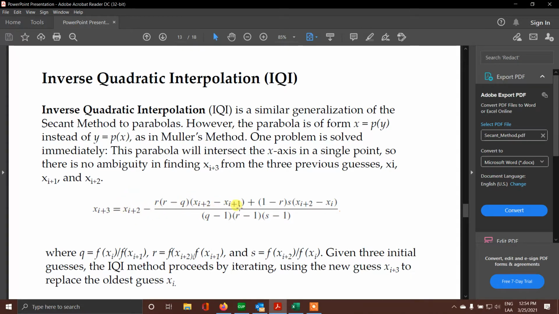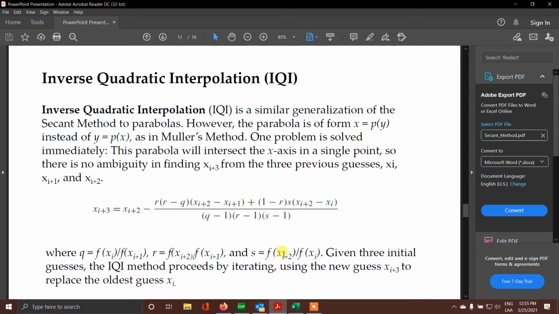With this in mind, we have R, Q and S as additional values. I didn't put the full expression here because it's going to be a humongous formula, but Q is equal to the function evaluated at x_i divided by the function evaluated at x_(i+1). R is equal to the function evaluated at x_(i+2) divided by the function at x_(i+1), and S is equal to the function evaluated at x_(i+2) divided by the function evaluated at x_i.